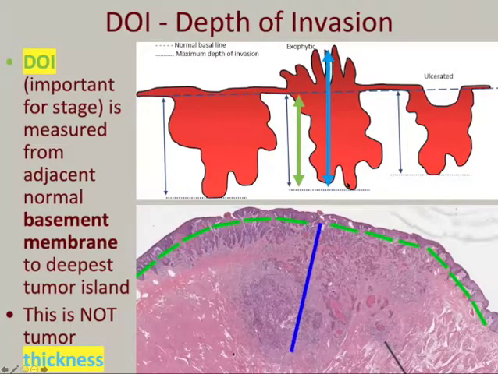This is especially important in the tongue, where measurement of depth of invasion will actually determine the need for neck dissection. So a cutoff of 3 millimeters-ish, depending on your surgeon. Below that, no neck dissection. Beyond that, neck dissection for tongue cancers.